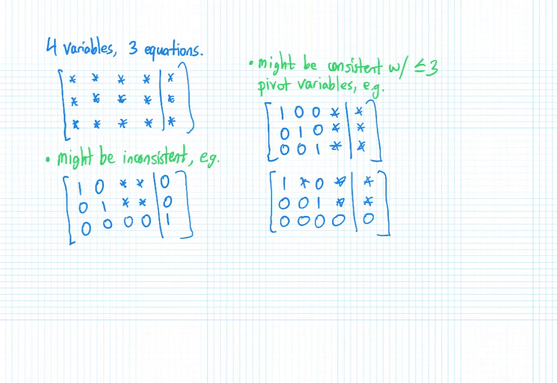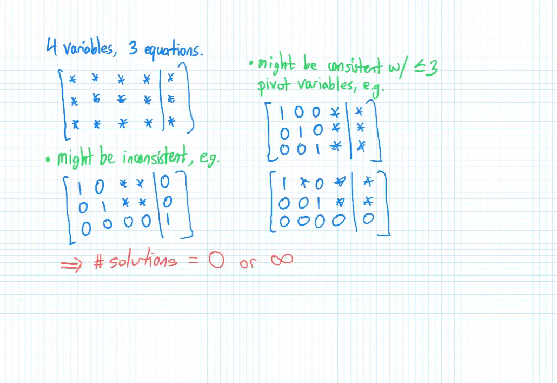You'll notice that in every case, there's at least 1 free variable, because there are 4 variables and there can only be 3 pivot variables at the most. So there's always at least 1 free variable. And so what that means is that in the situation of 4 variables and 3 equations, it isn't possible for there to be a unique solution to the system. There's either no solutions, where the system is inconsistent, or there's an infinite number of solutions where the system is consistent, but there has to be at least 1 free variable.